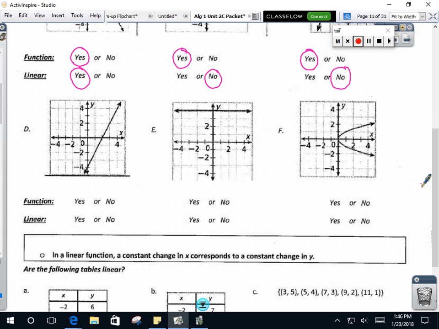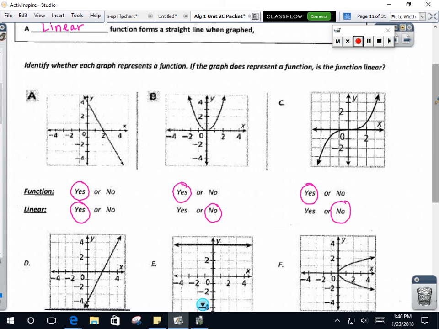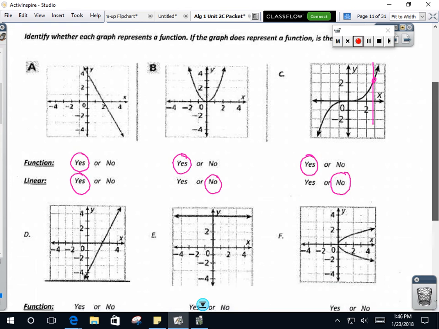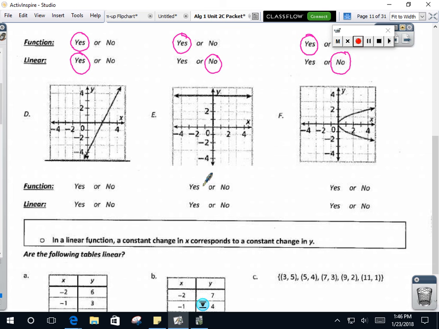All right, D. Because nowhere could you draw a vertical line and it hit it more than once. Because as it's going up, it's also slightly slanting right, so there'll never be 2 points on top of each other. Okay, for D, is it a function? Yes. Is it linear?